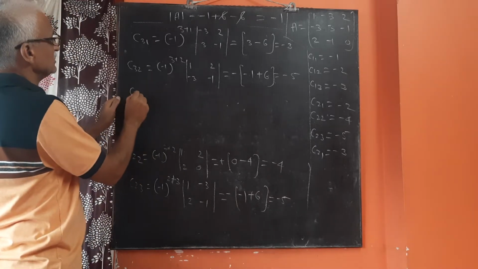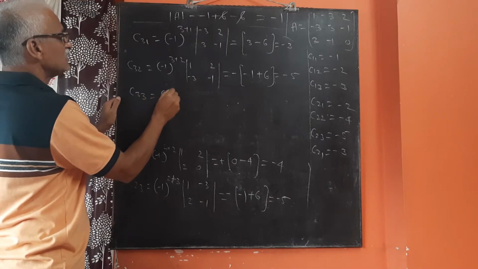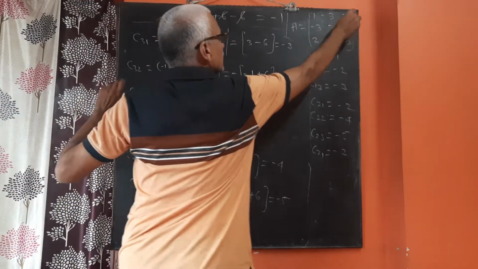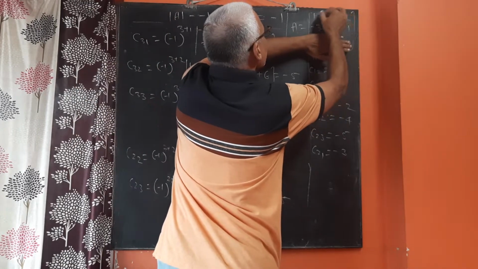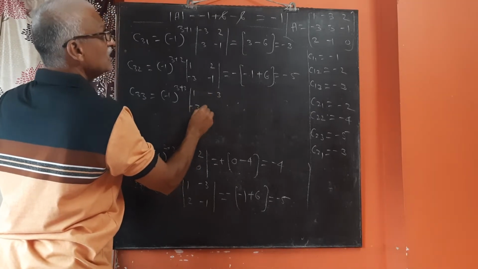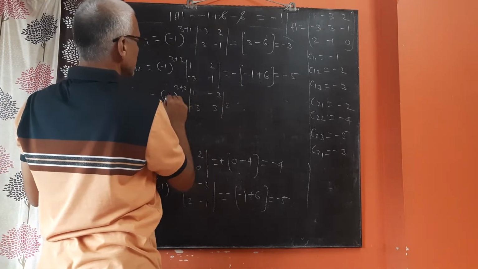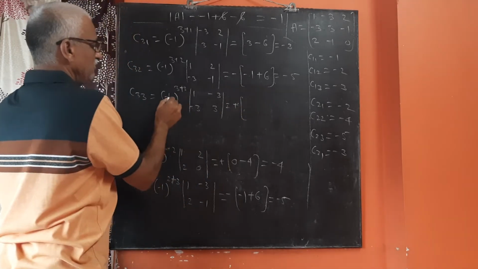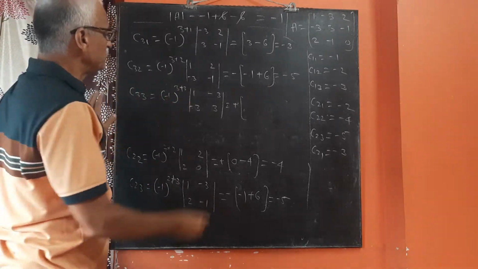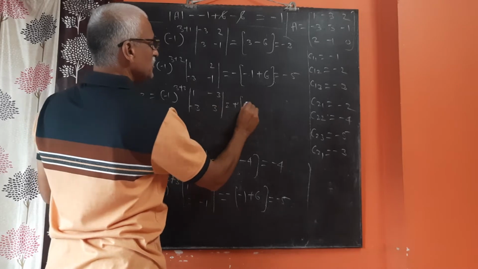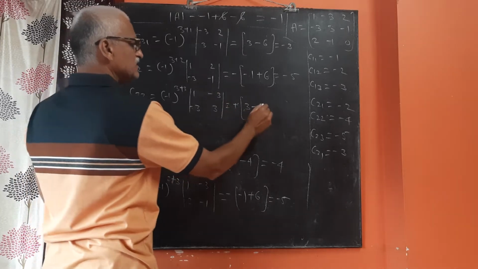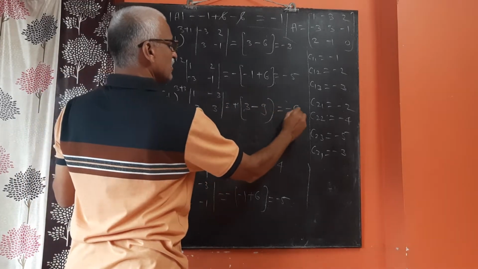Then comes the last element, C33, which is minus 1 raised to 3 plus 3 into the determinant of C33. Removing this row and column, what is remaining? 1 minus 3, minus 3 3. This equals the positive of minus 1 raised to 3 plus 3, that is 6, which is an even number, so it is positive. Positive of 1 into 3, minus minus 3 into minus 3, that is minus 9. 3 minus 9 is equal to minus 6.